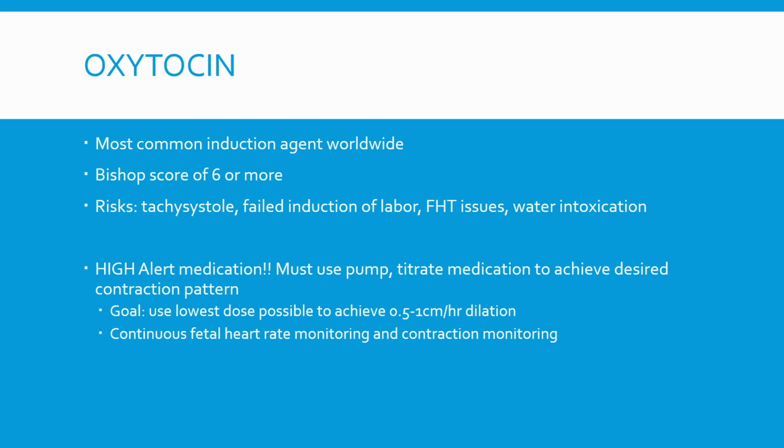We're going to start off at a very low dose, and we're going to titrate it until we achieve the desired contraction pattern, which is usually about 3 contractions in 10 minutes. The goal of oxytocin is to use the lowest dose possible to achieve about 0.5 centimeter to 1 centimeter per hour dilation. Once we get into a good active labor pattern, we can stop oxytocin, okay? Or at least we can cut it back to the lowest dose possible.